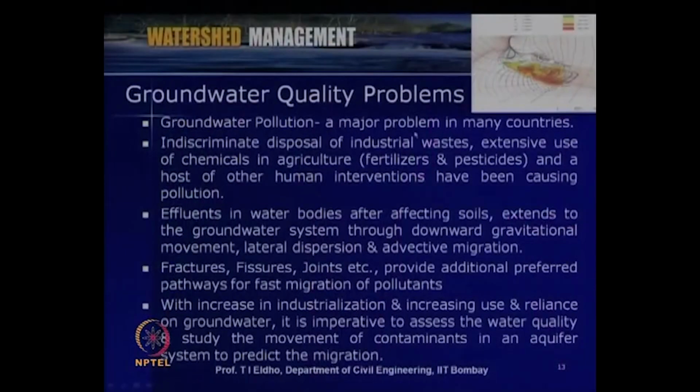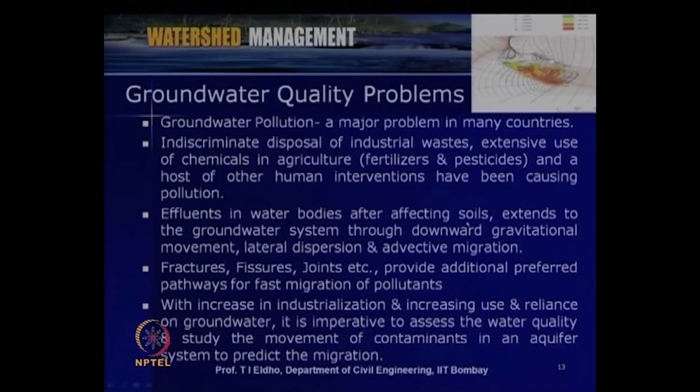In earlier times, there was a thinking that groundwater is of good quality and we can directly utilize it. But due to the industrial revolution and overuse of fertilizers and other things for agriculture, in the last few decades it has been identified that groundwater is also very much amenable to pollution, and in many locations groundwater pollution has been identified. So groundwater pollution has become a major problem in many countries. The reasons are indiscriminate disposal of industrial waste, extensive use of chemicals in agriculture like fertilizers and pesticides, and a host of other human interventions.